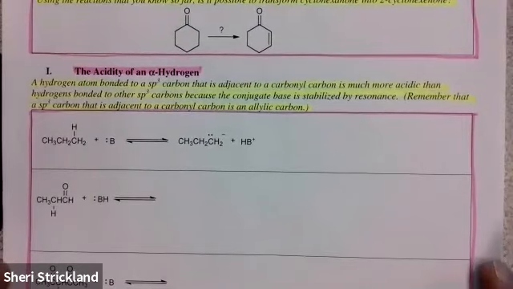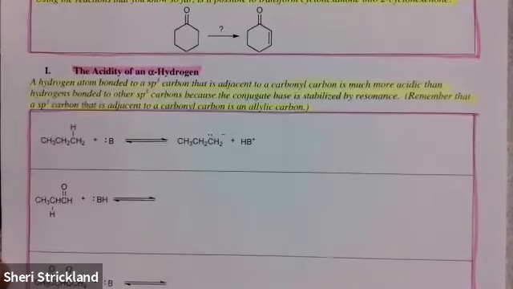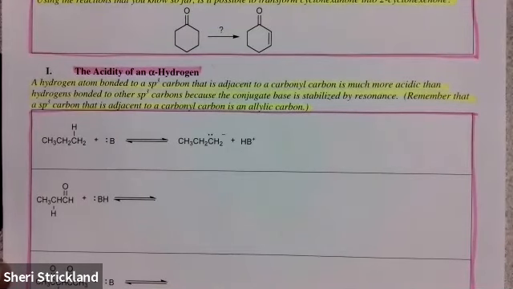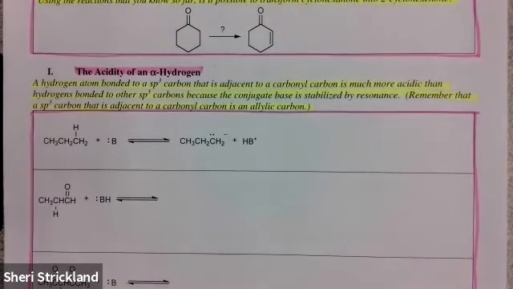So it turns out that this is based on the acidity of alpha hydrogens. A hydrogen atom bonded to an sp3 carbon that is adjacent to a carbonyl carbon is much more acidic than hydrogens bonded to any other sp3 carbons because the conjugate base is stabilized by resonance. Remember that an sp3 carbon that's adjacent to a carbonyl carbon is also an allylic carbon. And so that would be a handy thing to remember.